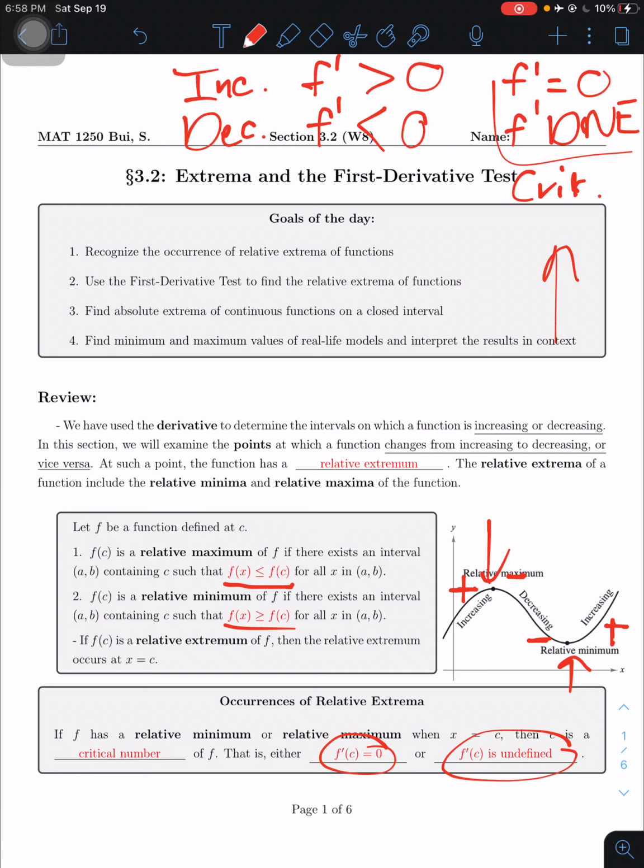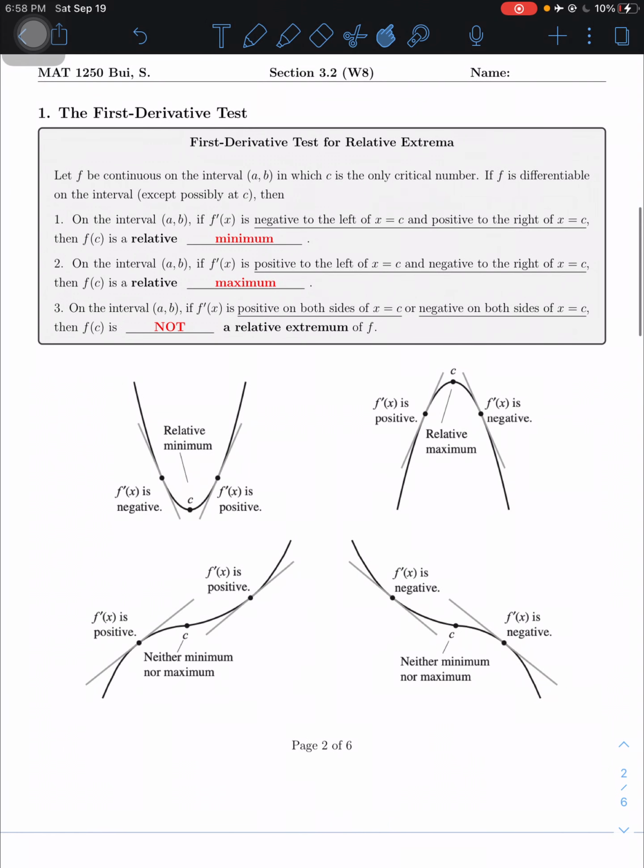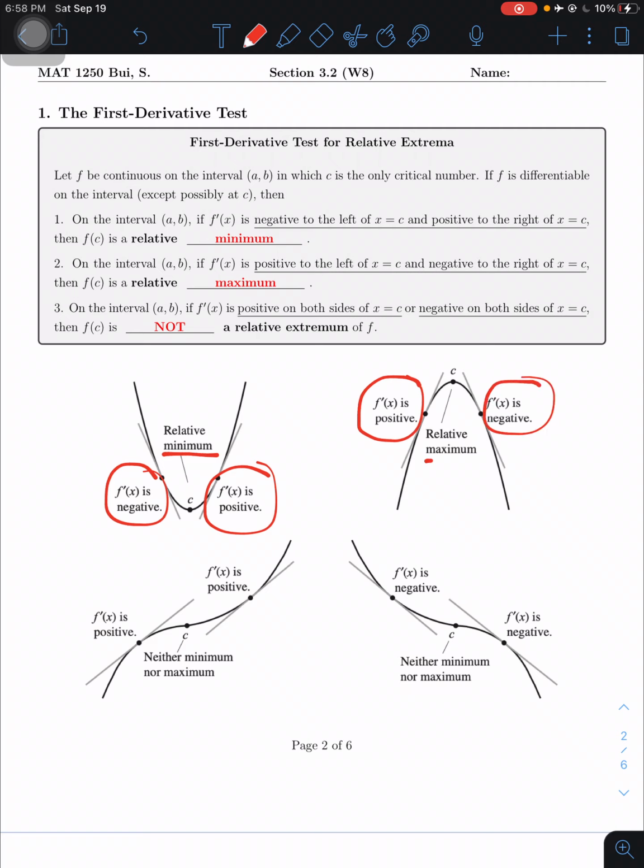Okay, and now let's talk about the first objective, the first derivative test. Like what I mentioned earlier, in short, this table just tells you that if you go from a negative slope to a positive slope, then we have a relative minimum. And if we go from a positive slope to a negative slope, then we have a relative maximum. And the way that we look at it is that we always go from left to right.